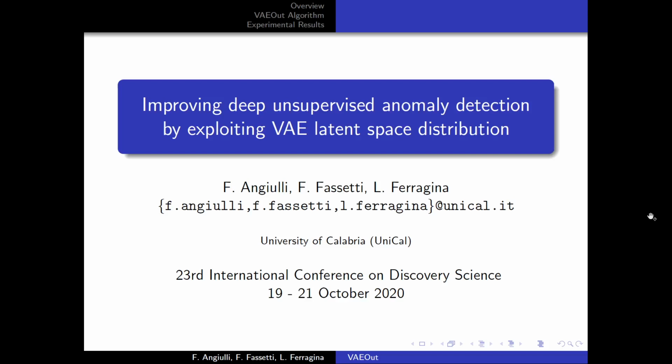Good morning. My name is Luca Ferragina, and I am a PhD student at the University of Calabria. I will present the paper I wrote with my advisor, Professor Fabrizio Angiulli, and Professor Fabio Fassetti. The paper is entitled Improving Deep Unsupervised Anomaly Detection by Exploiting Variational Autoencoder Latent Space Distribution.